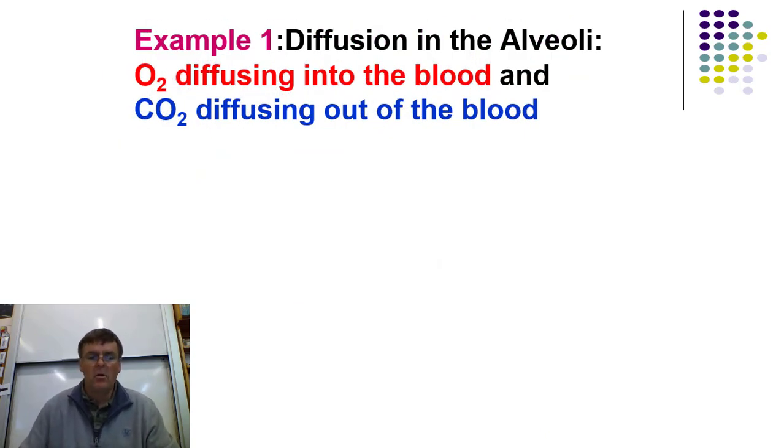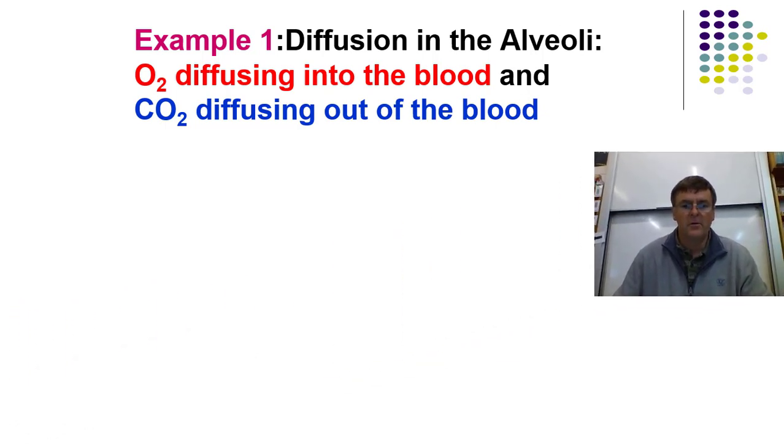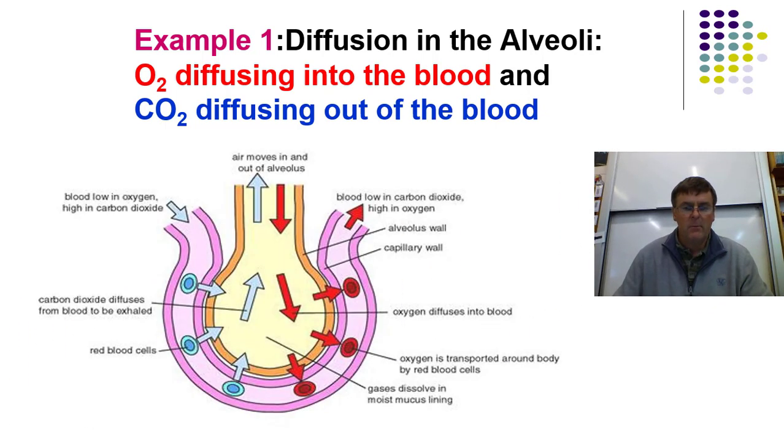So this is the alveoli. That's a fancy name for the little sacs at the end of your lungs, and we've got oxygen diffusing into your blood and carbon dioxide diffusing out of it. So the blue arrows are carbon dioxide coming out of your blood, red arrows are oxygen going into your blood. That's diffusion happening inside you.